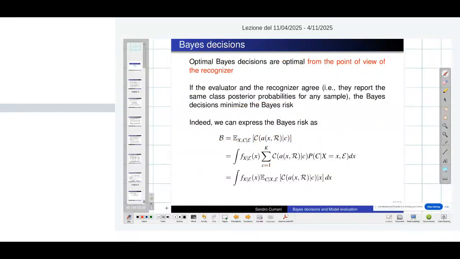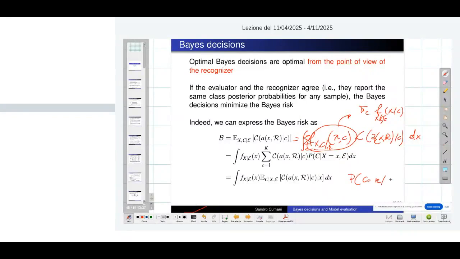Here you have a sketch of the proof, which is based on rewriting the expected cost that we wrote yesterday. By simply taking this joint probability, yesterday we factorized it as a prior times a class conditional, and now we factorize it in the opposite way, a class posterior times a marginal for the samples.